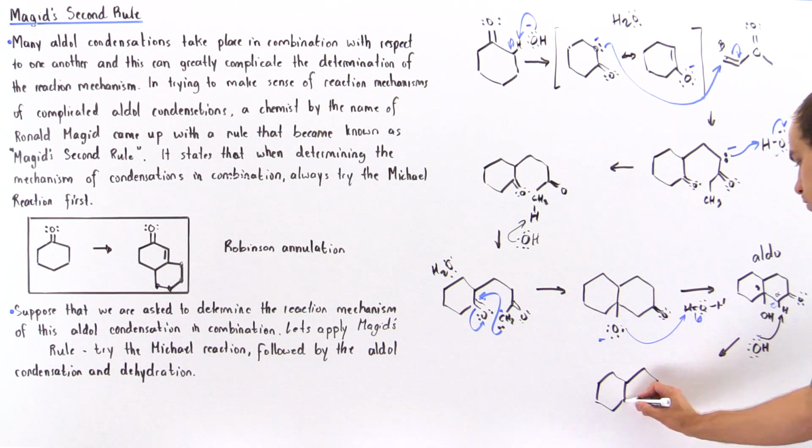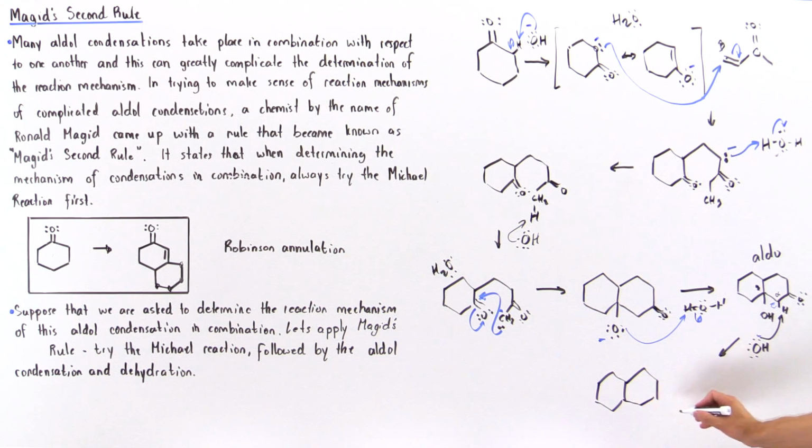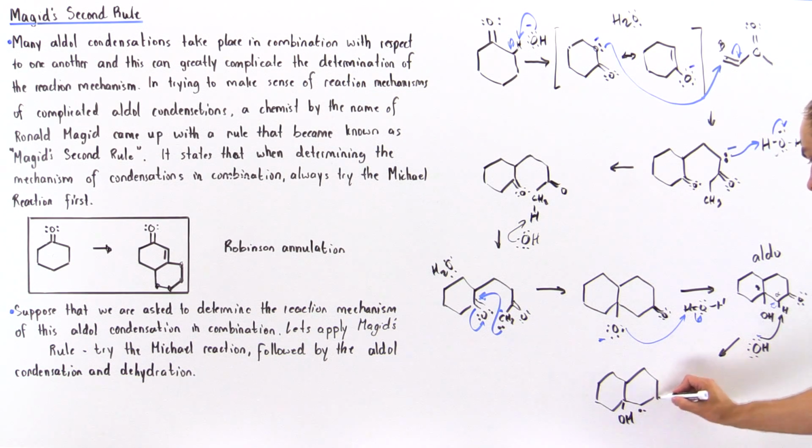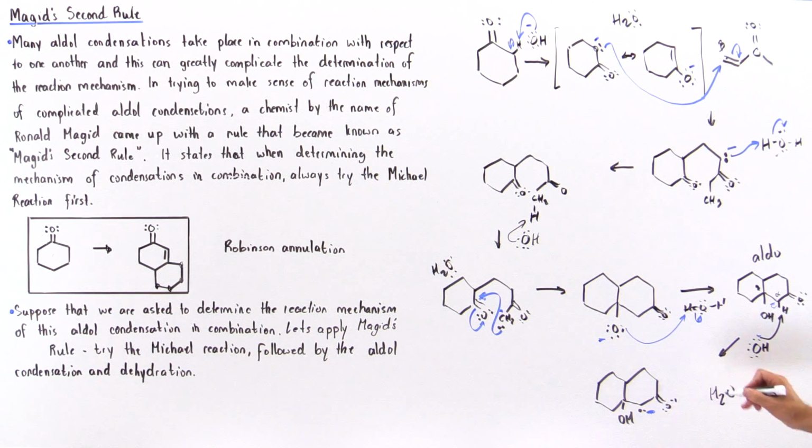So let's draw the two rings. We have our OH group here. We have our two lone pairs of electrons, and we have a negative charge here. We also form the water molecule, because when this is protonated, it forms our water molecule.